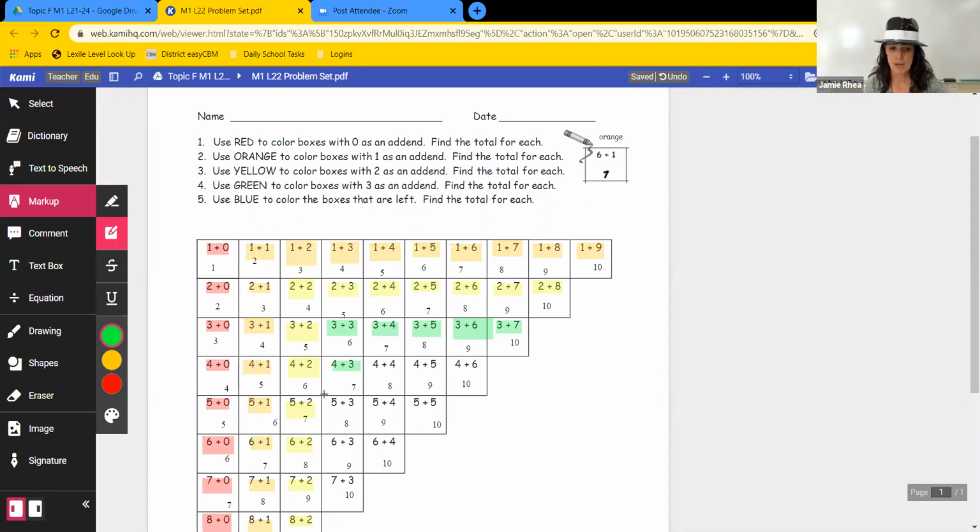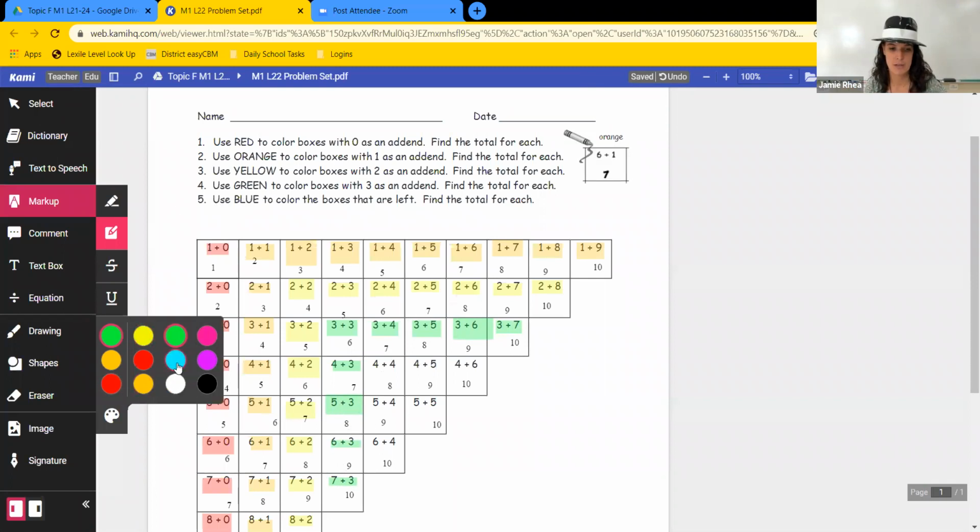Oh, I do. I see a 5 and a 3 right here. There's my 3. 6 and 3, 7 and 3. Oh, look at that. All right, let's look at the last one. Use blue to color the boxes that are left.